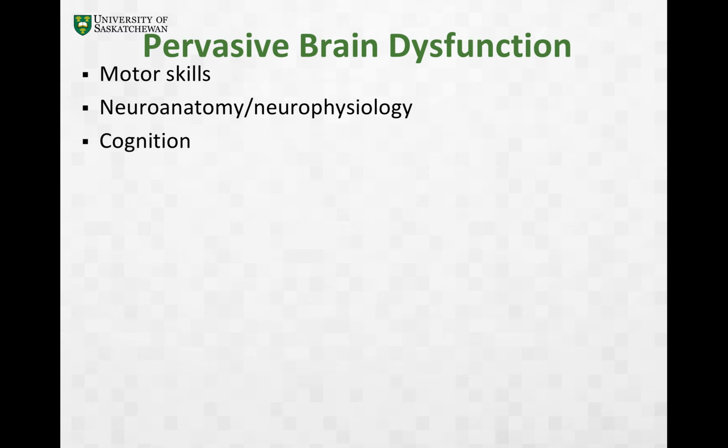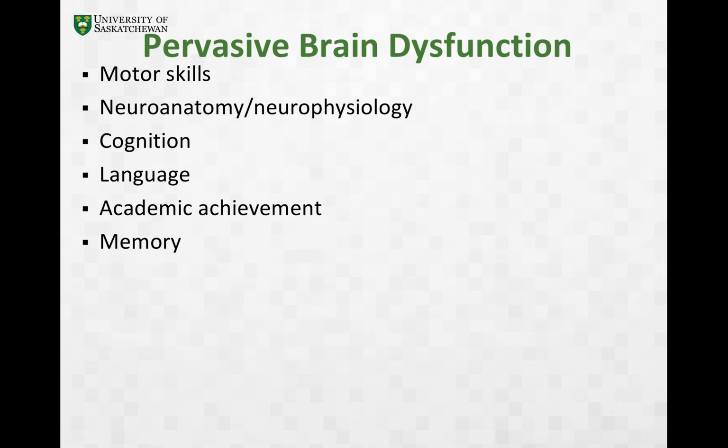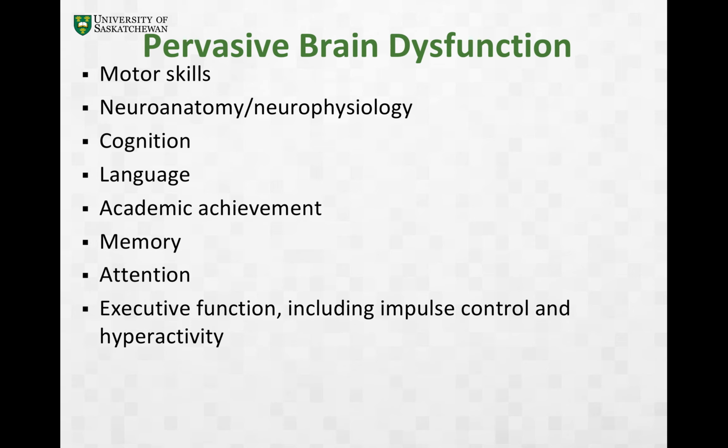We would expect to see dysfunction in areas of cognition, so that would be things like intelligence or cognitive potential, problem-solving abilities, delays in language, academic achievement, and memory. When we're talking about memory, we're looking at things like working memory: how much information can you hold in your mind for a short period of time before forgetting it? Or we could also be looking at long-term memory: how easily can you learn and remember new things, and how easily can you retrieve that when you need it? Then there are challenges in areas of attention, and when we're talking about attention, we're talking about focused attention.